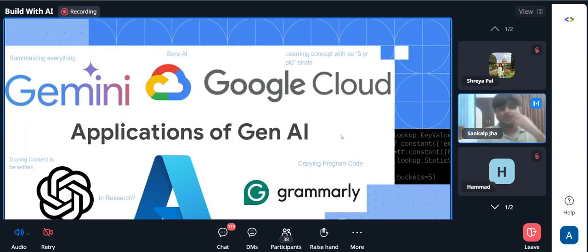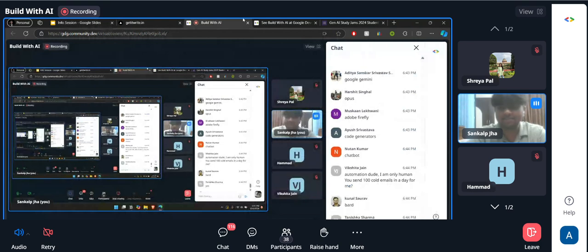All right, so these are the applications of Gen AI according to me, summarizing everything we talked about. Sora AI, I want to discuss with you guys. Duping content which has to be written in research, DALL-E, chatbots, not bad, you can say that. Copying program code, I mean, every second-year student has done it, I can say that. Grammarly, your OpenAI, Gemini, Google Cloud. Okay, tell me about Sora AI. I want to know.